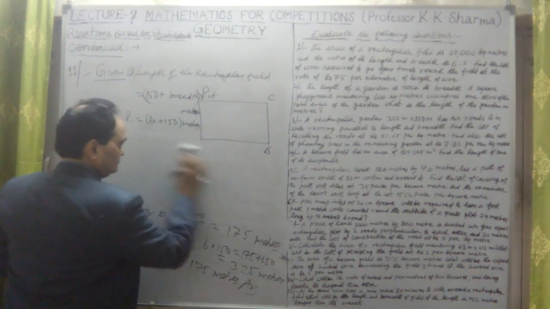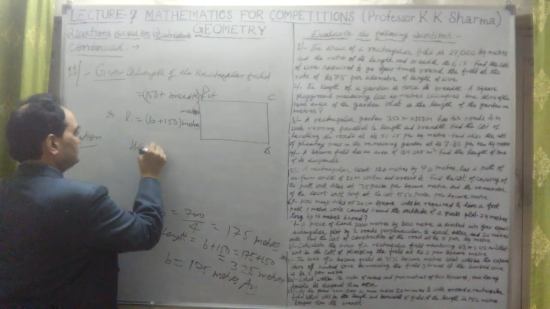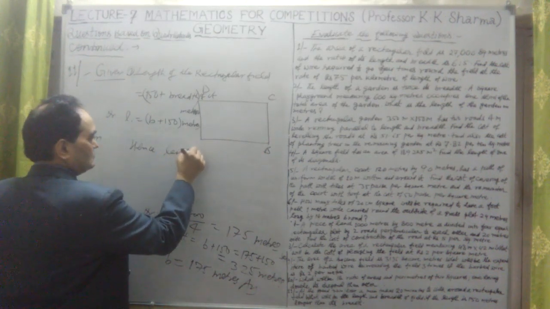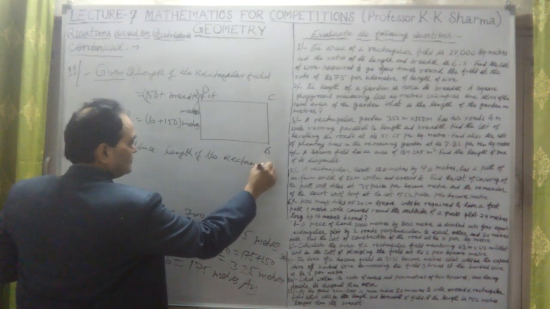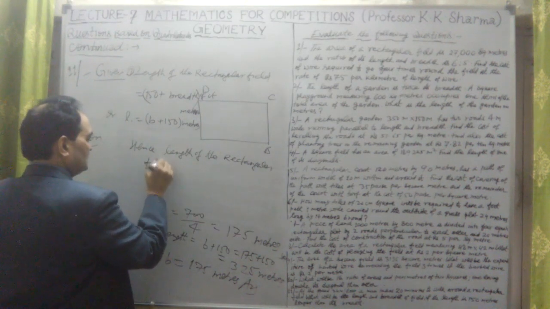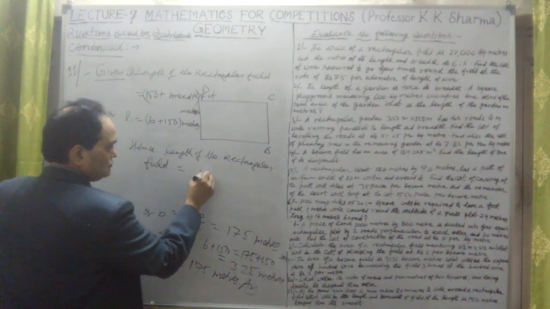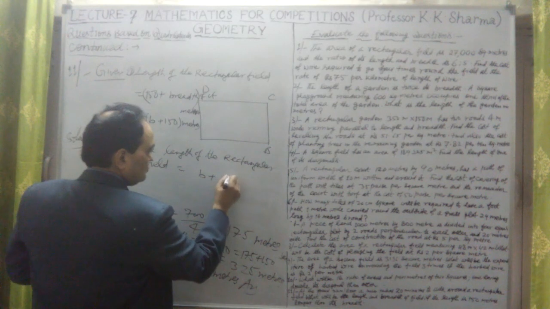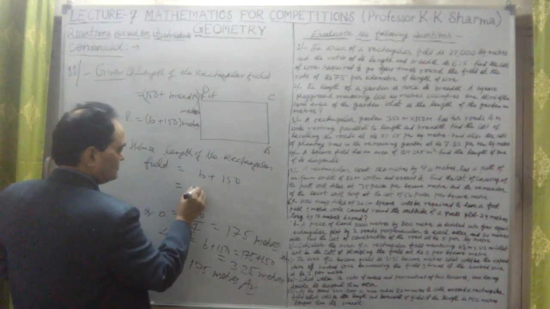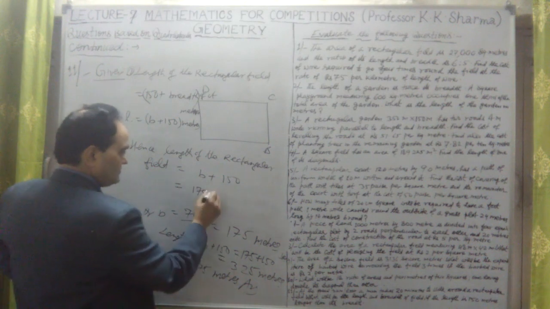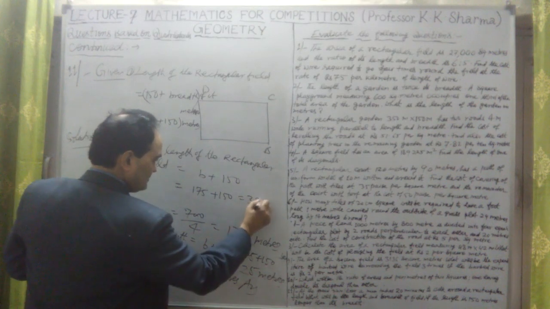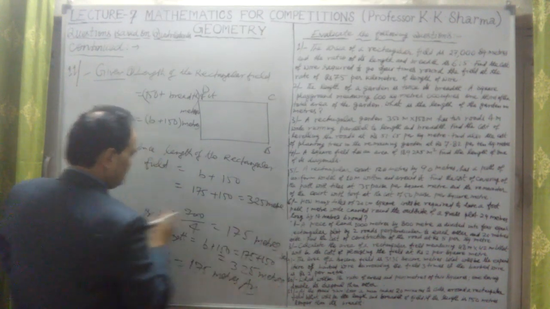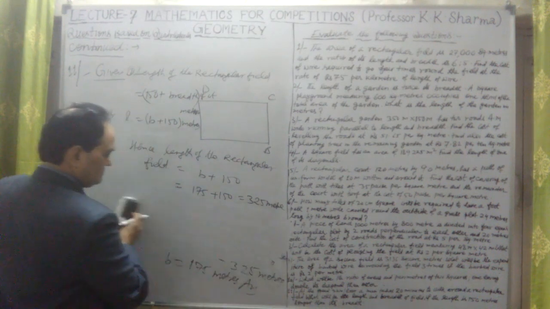Therefore, hence, the length of the rectangular field is equal to breadth plus 150. The breadth we have just calculated as 175 meters, plus 150, is equal to 325 meters.